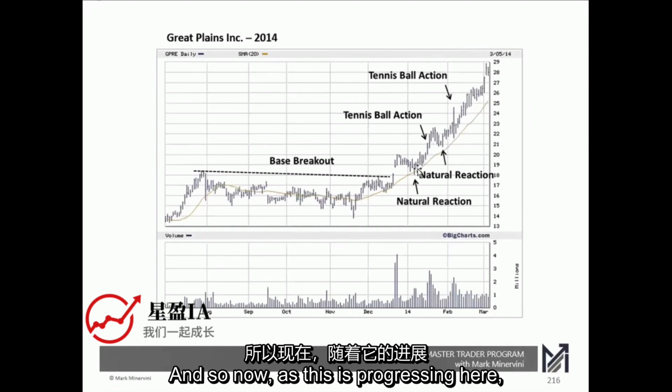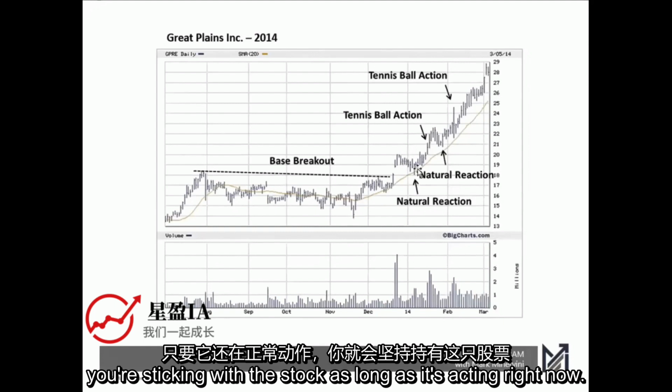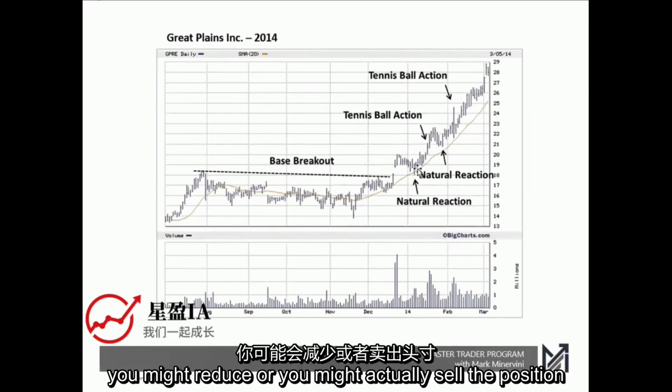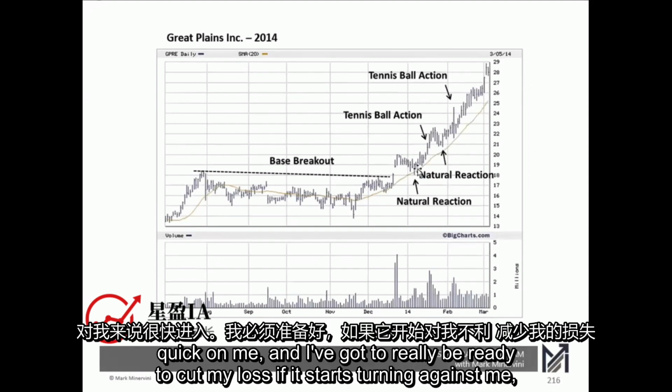And so now, as this is progressing here, you're sticking with the stock as long as it's acting right. Now, if it's acting abnormal, which we're going to show you in a little bit, you might reduce, or you might actually sell the position, or you at least would have a heads up and know that this is a stock that may come in quick on me, and I've got to really be ready to cut my loss if it starts turning against me.